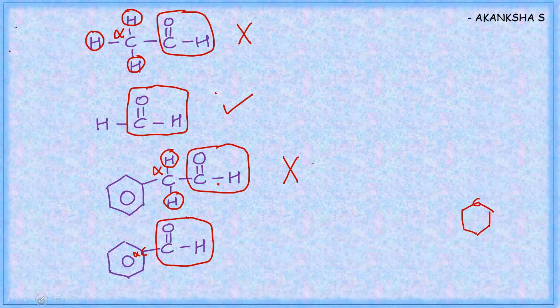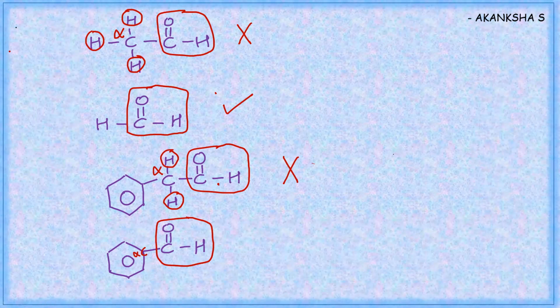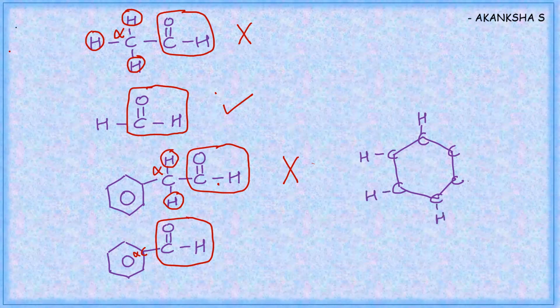I'll just try to make this bigger so it becomes pretty visible. Okay. So let's say benzene looks something like this. So we have 6 carbons and each of the 6 carbons is attached to 1 hydrogen. Okay, so each carbon attached to 1 hydrogen. Correct? And on one of the carbons, we have an aldehydic group present. So this is a functional group.